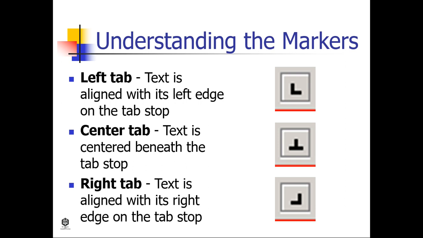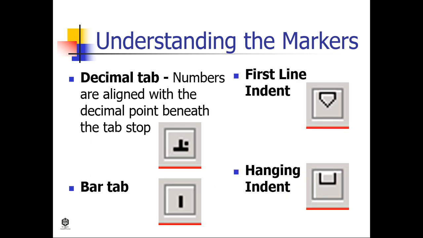Understanding the markers. For example, left tab: text is aligned with its left edge on the tab stop. The center tab: text is centered beneath the tab stop. Right tab: text is aligned with its right edge on the tab stop. Decimal tab: numbers are aligned with the decimal point beneath the tab stop. Bar tab, then hanging indent, and first line indent.